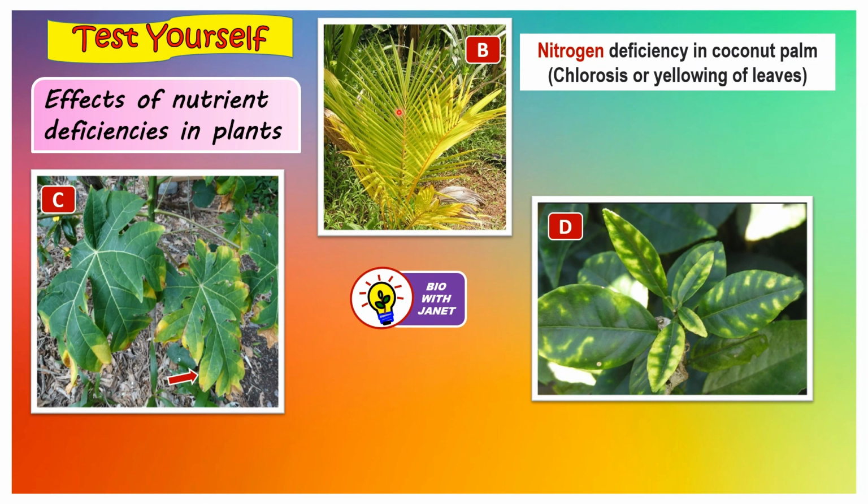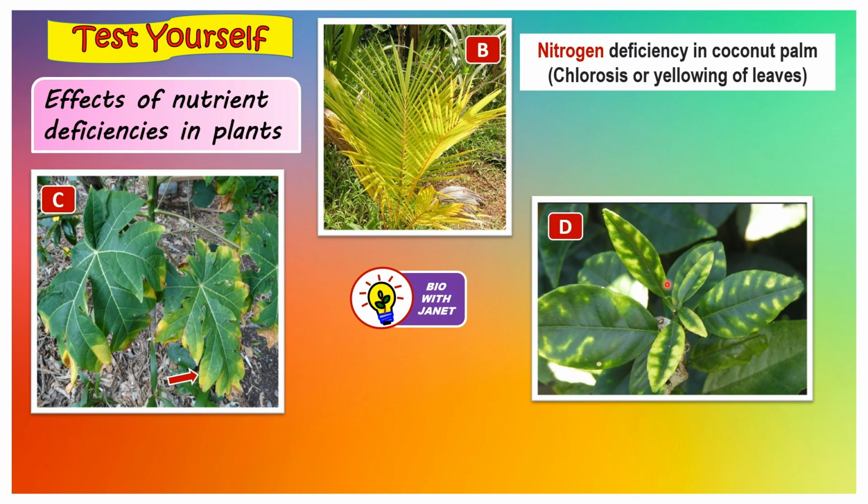So this coconut palm shows nitrogen deficiency because you can see the overall condition of the plant is that there's chlorosis all over, or the yellowing of leaves. Let's look at this photo C here. Now the leaves of this papaya tree show another type of macronutrient deficiency. So can you guess or deduce what it is based on what we have discussed earlier?